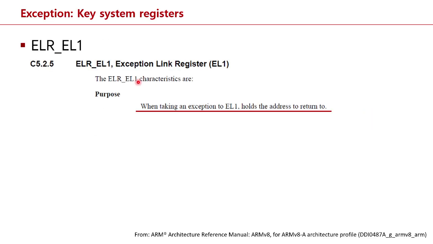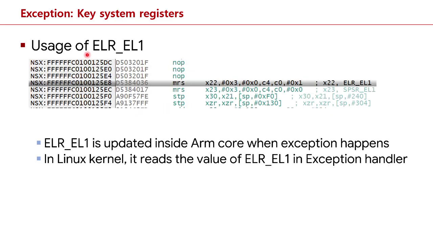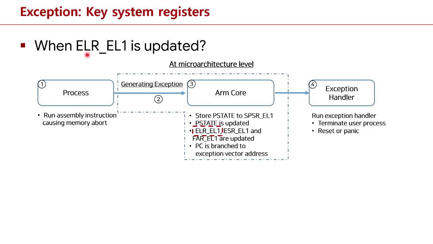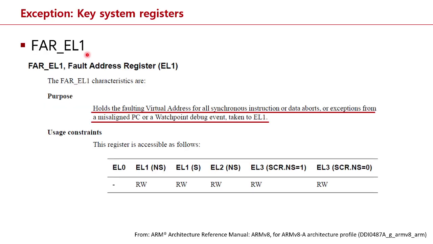The ELR_EL1 register is also used for another purpose, which is to perform exception return. But usually, from the debugging perspective, system software engineers mainly refer to the value of the ELR_EL1 register because it will tell you the address causing the exception. So now that we understand the ELR_EL1 system register, in the next lecture we will explore another important system register, that is the FAR_EL1 register.